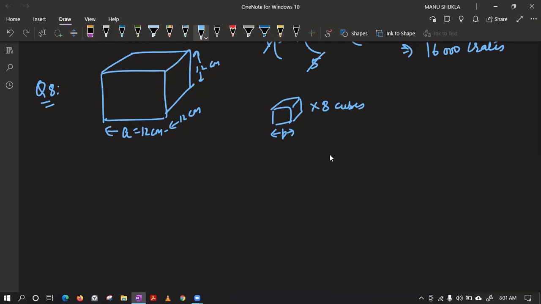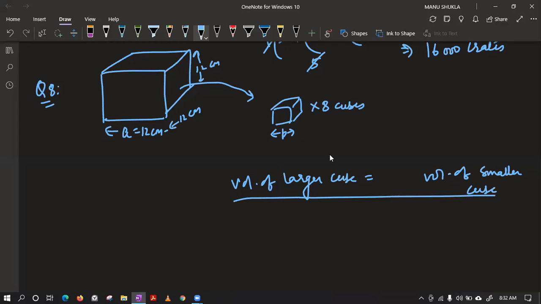What general equation can I form to find the dimension of this cube? If this cube is cut into 8 pieces, they both have the same what? They both have the same volume. So we can say the volume of the larger cube should be equal to the volume of the smaller cube. Is this correct to write like this, class? Or is there any issue? There is an issue. We have put an equal sign over here, but they are not actually equal.